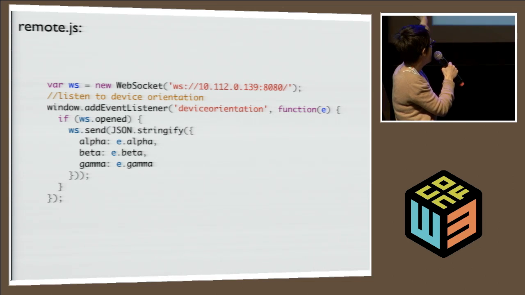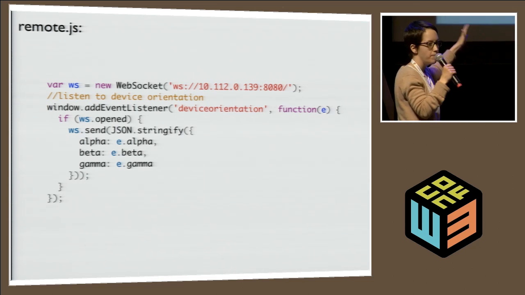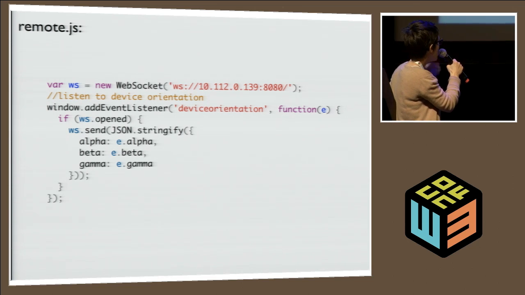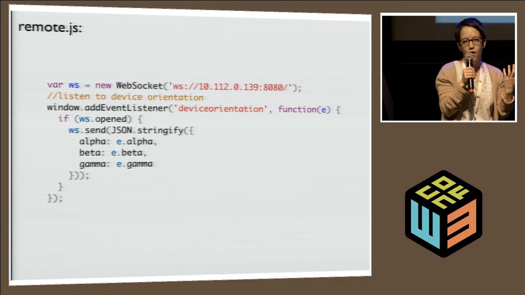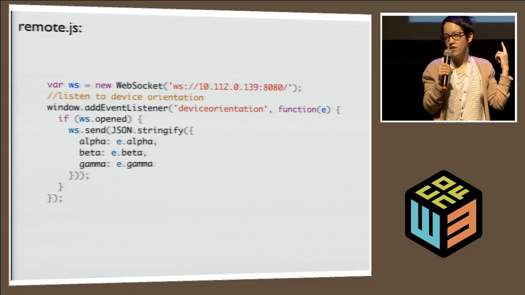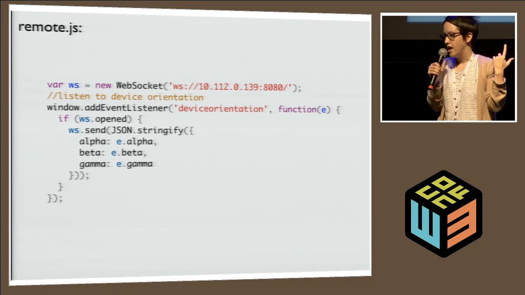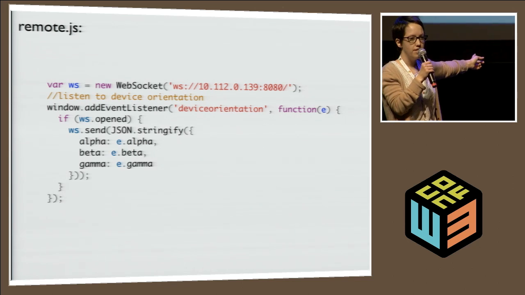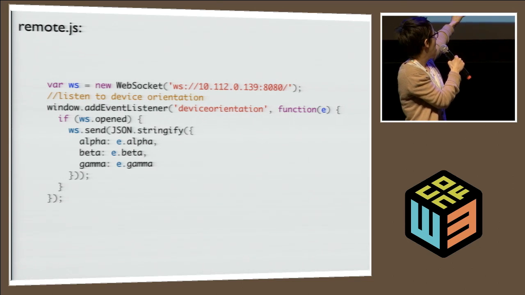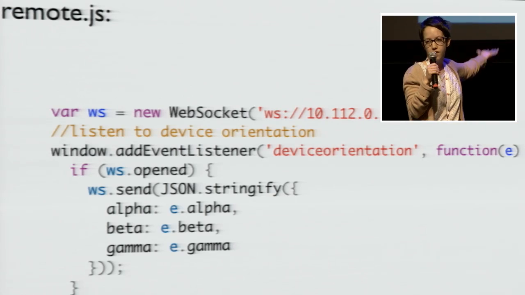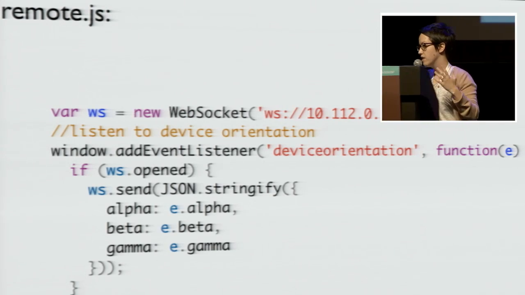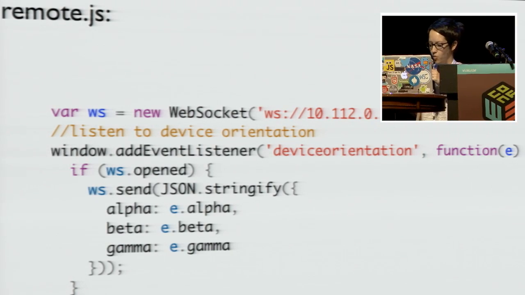There's a lot of WebSockets boilerplate there. Just forget about it and look at the third line. It's just the simple matter of adding an event listener for the device orientation event. Once you get the event, you can see that I'm using the alpha, beta, and gamma and sending them to the server, right? So this looks really simple.